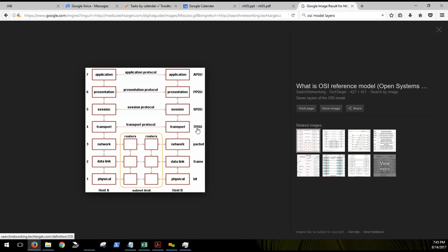And what's TPDU? Okay, I've never seen it abbreviated that way, but they're saying that it's the Transport Protocol Data Unit. The next one up, the Session Protocol Data Unit, then the Presentation Protocol Data Unit, and finally the Application Protocol Data Unit.